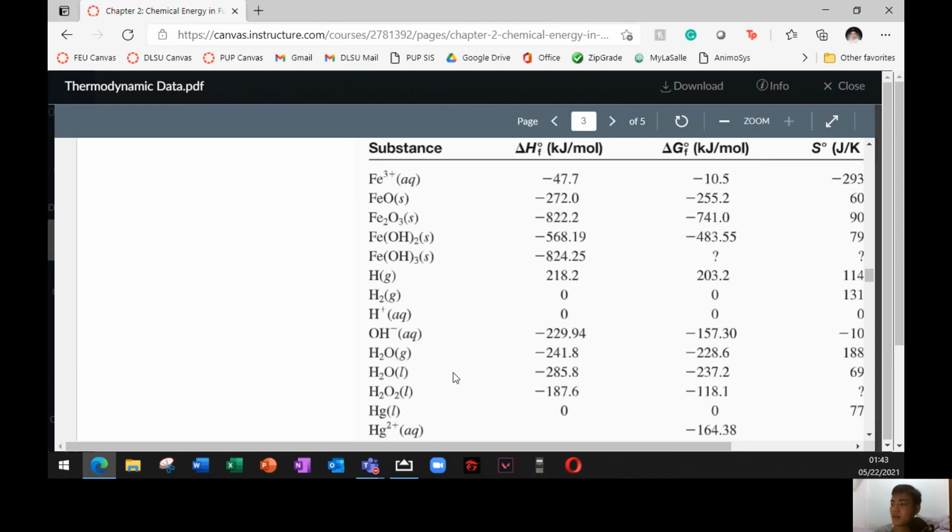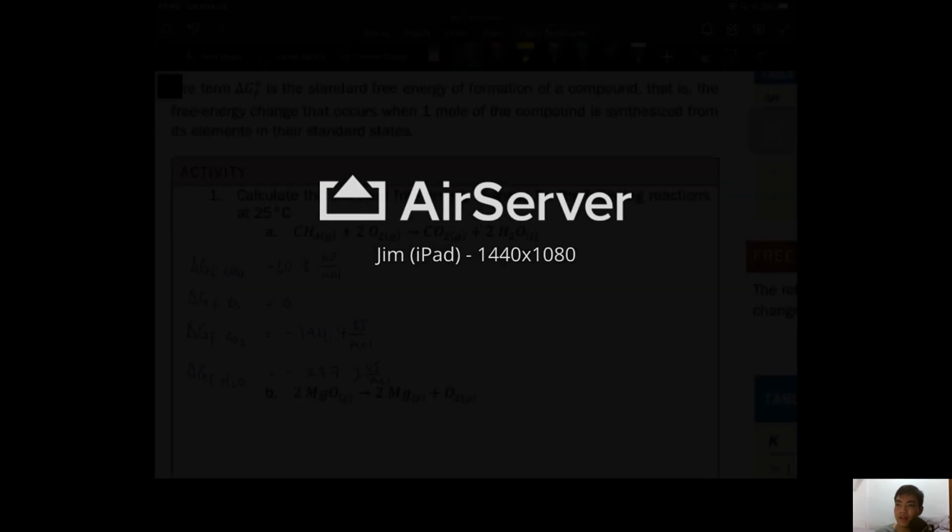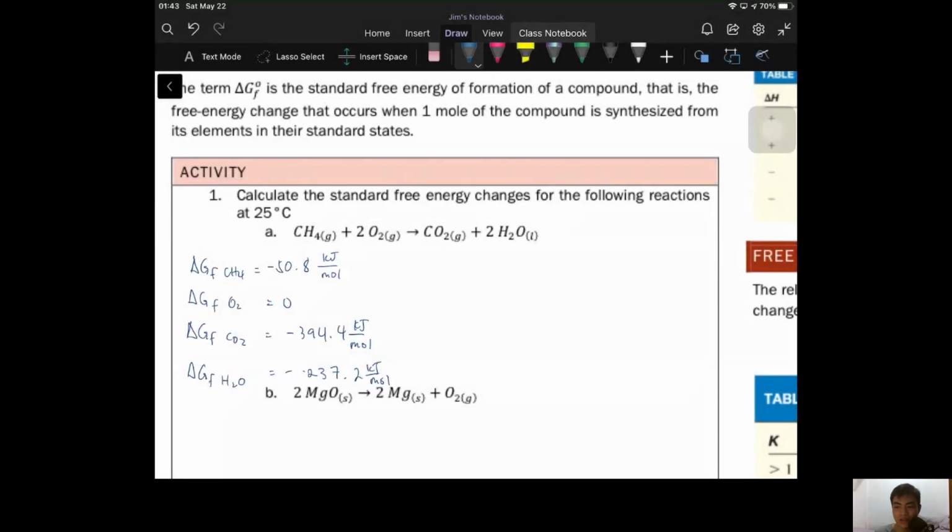Okay, so given all those, let me show you yung sinulat ko. So kinampihan ko lang yung mga delta G values natin. Ganun lang din gagawin nyo kasi given na naman yun. So just look up for their delta G values sa ating table. Then just use the formula we used last time: products times their coefficients minus reactants times their coefficients. So that will give you the delta G reaction.